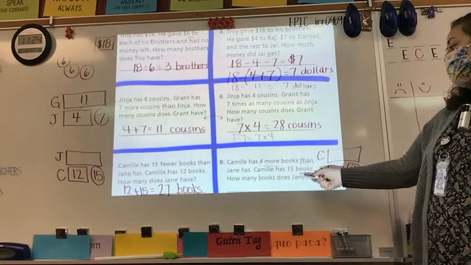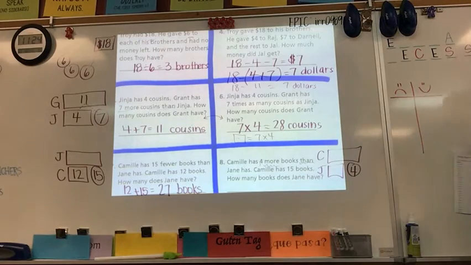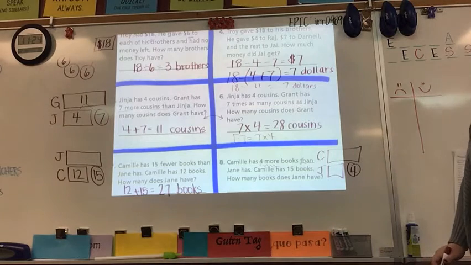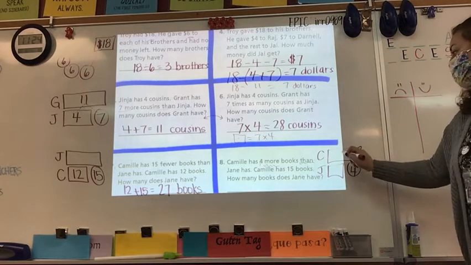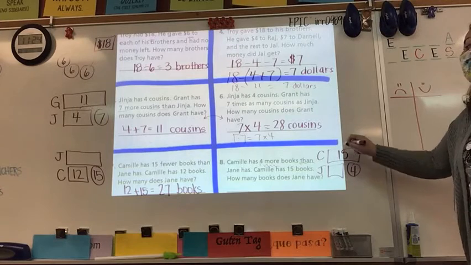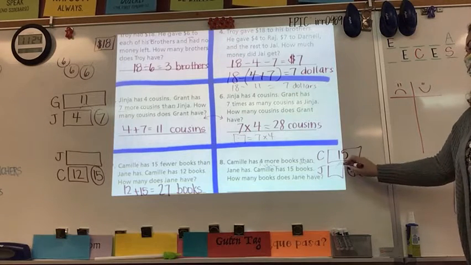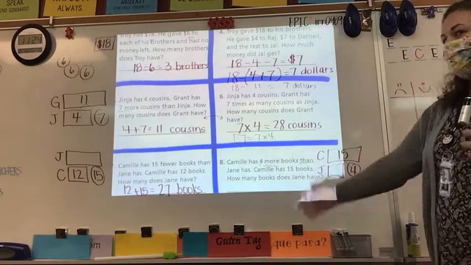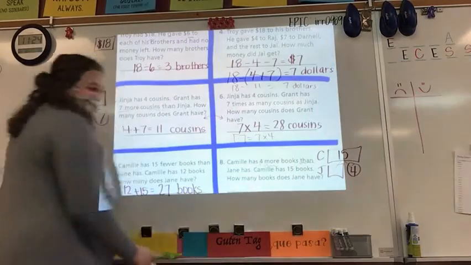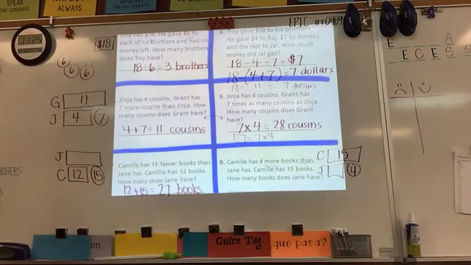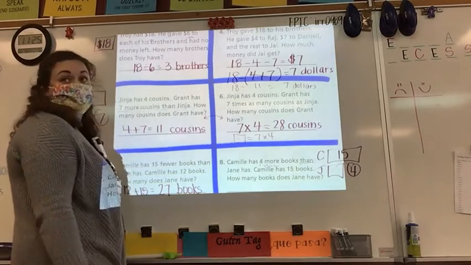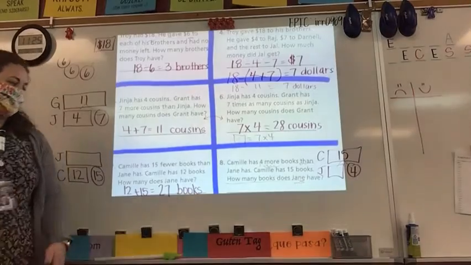If Camille has 15, where am I going to plug the 15 in? Camille, yes, because that's her box. So she's got 15. Because she's got more, to figure out how many Jane has, what do I actually have to do? 11. That's my answer, but how do you get it? What? I thought it was 19. Alright, Mr. Gunnar, you got this far.